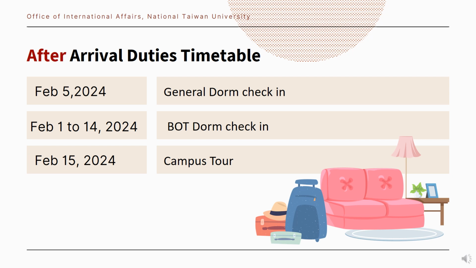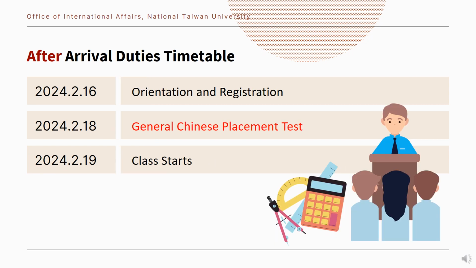And the campus tour that OIA will be organizing for international students will be on February 15th. The other welcoming activities that we are going to have will be the orientation and registration, which will be on February 16th. The general Chinese course placement test will be on February 18th, and on the 19th the class will start.